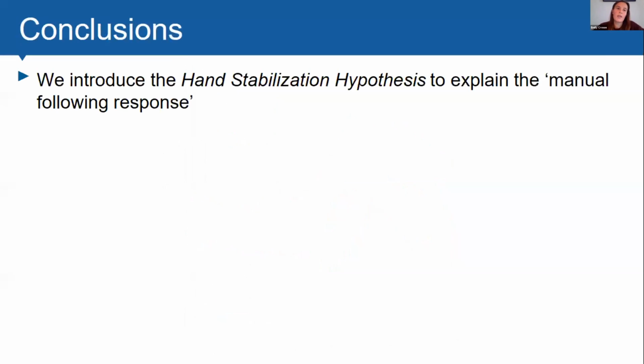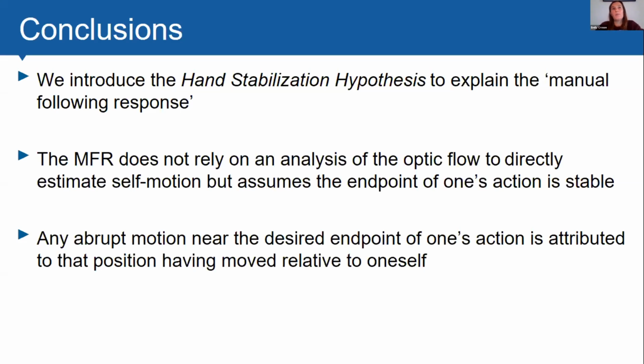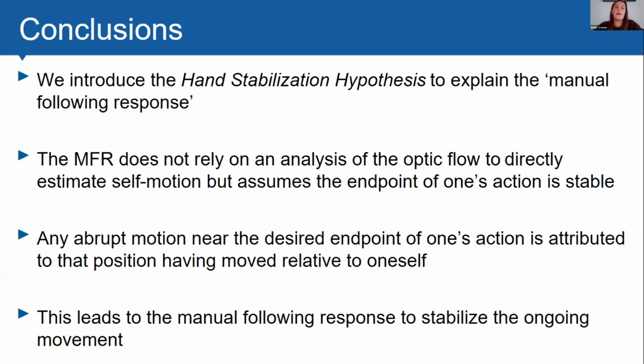But overall, to conclude, we'd like to introduce the hand stabilization hypothesis to explain the manual following response. We think that the manual following response does not rely on an analysis of the global optic flow to directly estimate self-motion, but instead that we assume the endpoint of my action is stable, such that any abrupt motion near where I am aiming is attributed to that position having moved relative to myself and requires me to perform a manual following response to stabilize my ongoing movement.